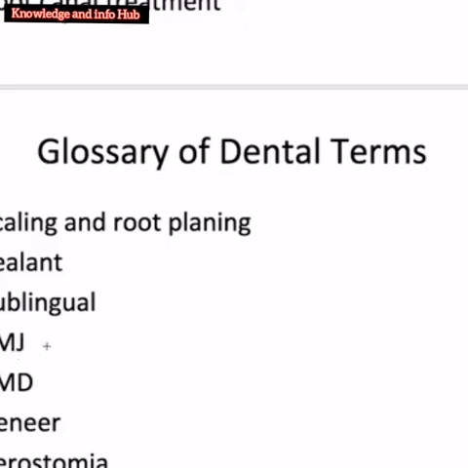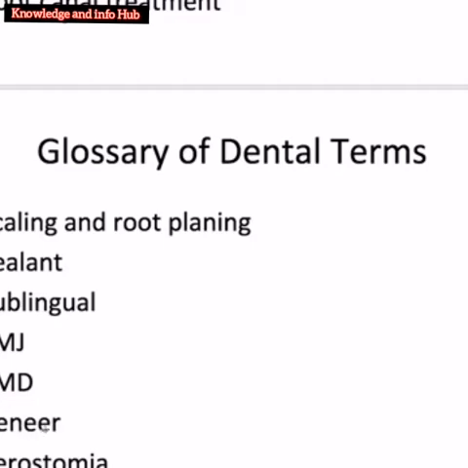TMJ is short for the temporomandibular joint, and that's the joint that connects the lower jaw to the skull. And this is not to be confused with TMD, which refers to temporomandibular joint dysfunction, which is pain, clicking, and other symptoms that are caused by problems with the TMJ and associated muscles.